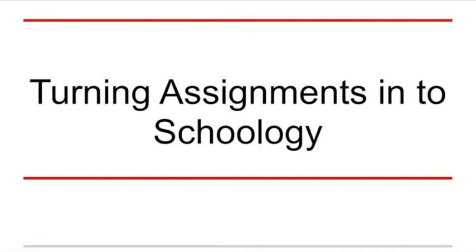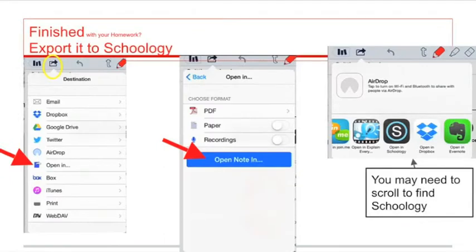So now I've pulled content down as a student. I've worked on that content in Notability, and I want to turn that assignment from Notability back into Schoology so that my teacher gets my homework. In order to do that, in the Notability folder, in the file that I'm working on, in the upper left-hand corner of the note that I'm using, there is a square with an arrow. That's the Send To button. When I click on that, I have a bunch of options. In this case, I want to use Open In.